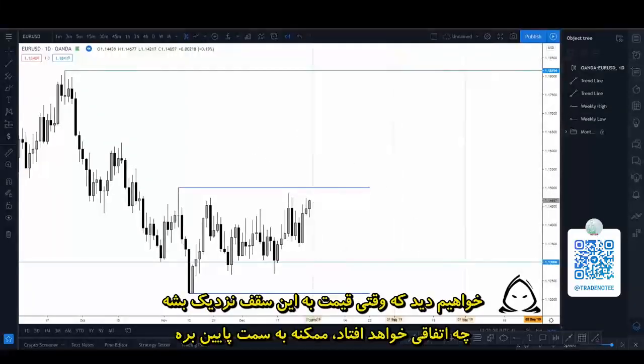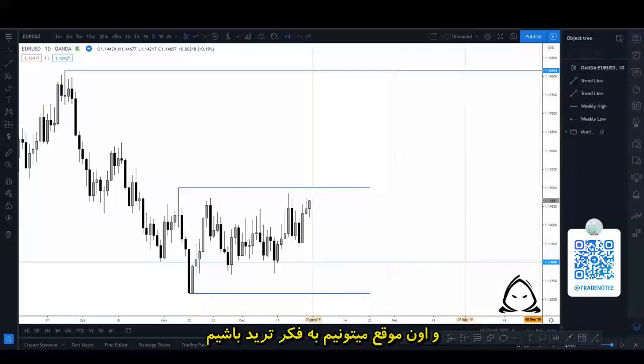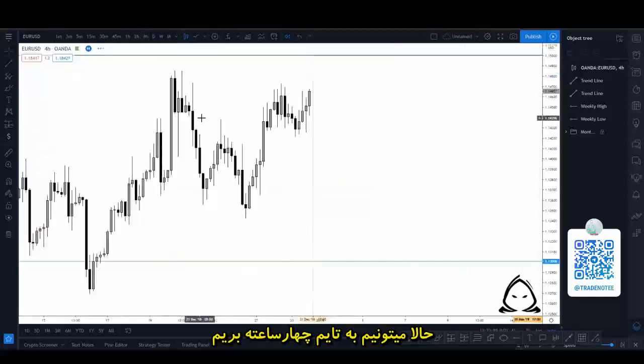So we'll see what happens when the daily approaches the high here or continues to push down, and we'll be able to frame up trade ideas just like that. And now what we can do is drop down to the 4-hour chart.